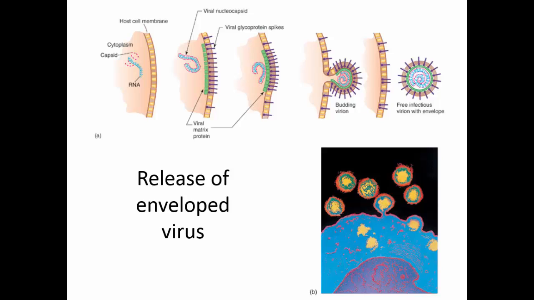Now here's an example of an enveloped virus being released. This is an RNA virus. The capsomeres are placed here against the cell membrane with those protein spikes, and as we package up the virus, we simply wrap the capsomere around it and we take the envelope with us. And here is a photomicrograph of that occurring.